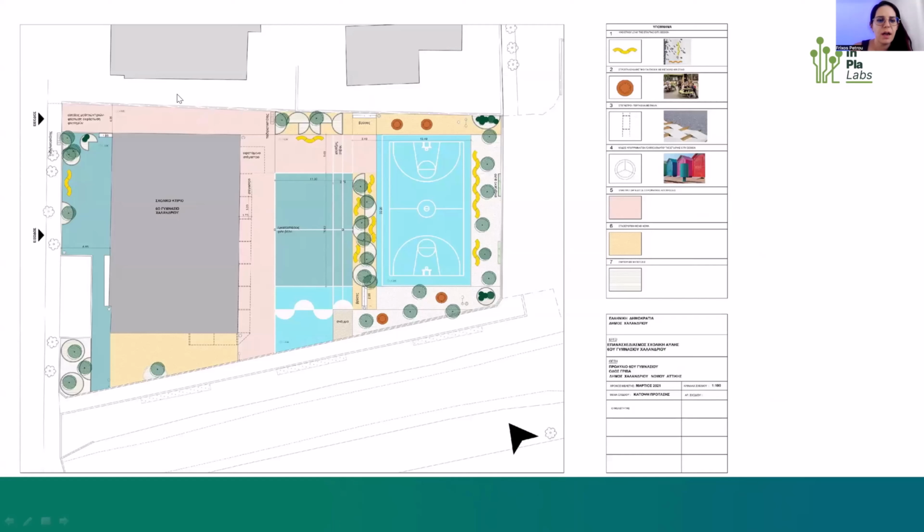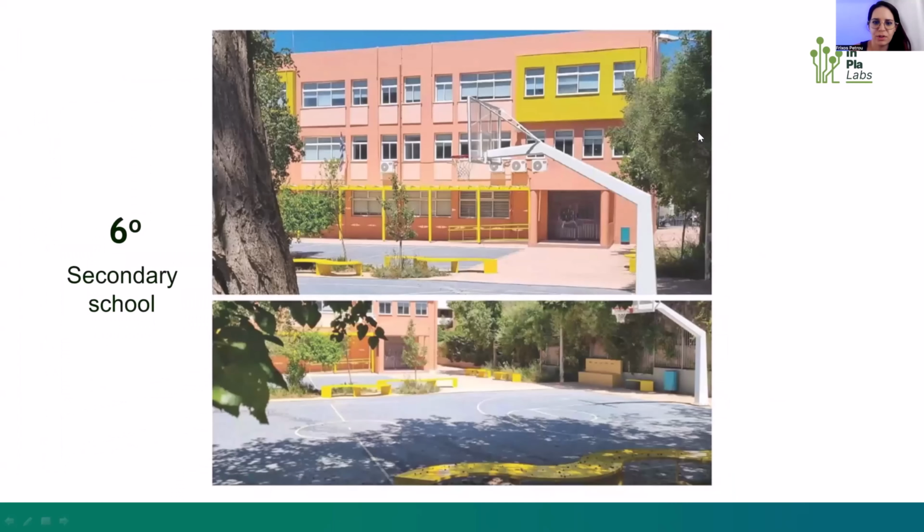Here you can see how all these ideas were included in a proposed plan by the architectural team. And we are very happy also to show you this picture, which is from the actual implementation of the schoolyard in one of the schools in Halandri, the 6th secondary school, where you can see the benches here and the new setting and also the colors that were selected by the students.